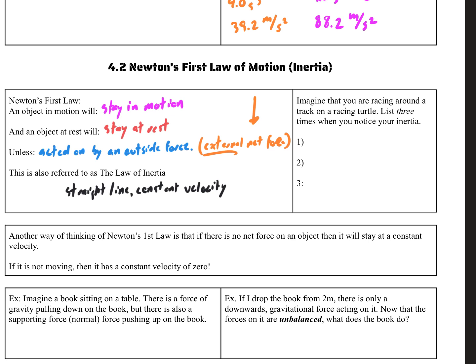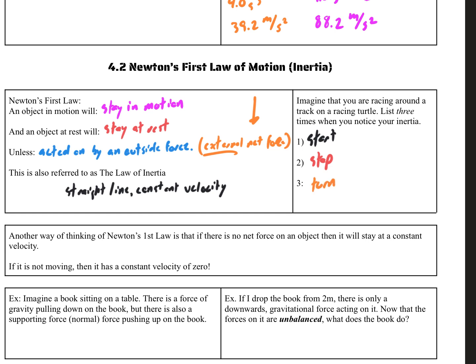So unless something else hits it, if this thing is moving in space, it's going to move in a straight line at a constant velocity unless something else knocks it out of the way. So there are three times you notice your inertia. Imagine you're on a racing track and you feel it three times: when you start, when you stop, and when you turn.